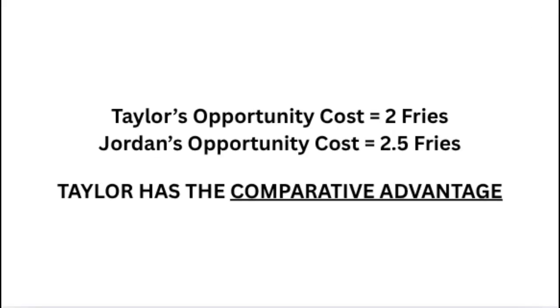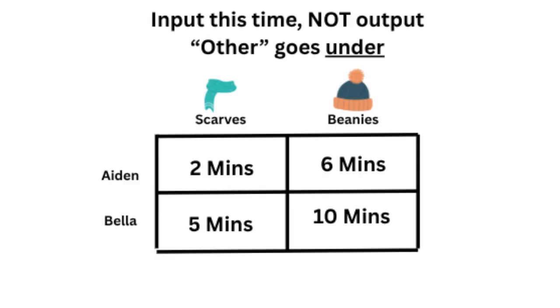Now, Taylor's opportunity cost is 2 fries per burger, while Jordan's opportunity cost is 2.5 fries per burger. So, we would say that Taylor has the comparative advantage. She is missing out on less every time she produces a burger. So, she should make the burgers.